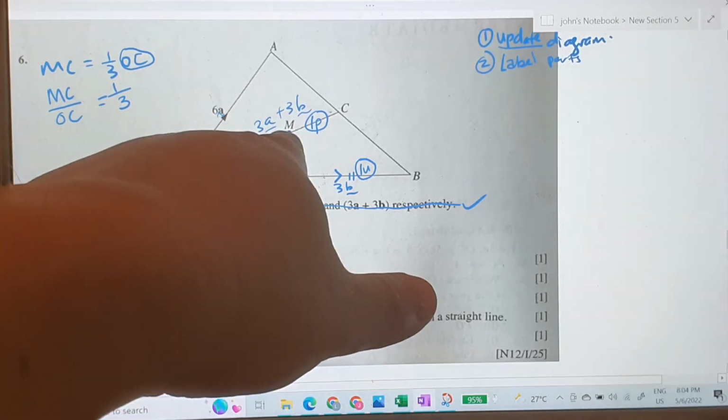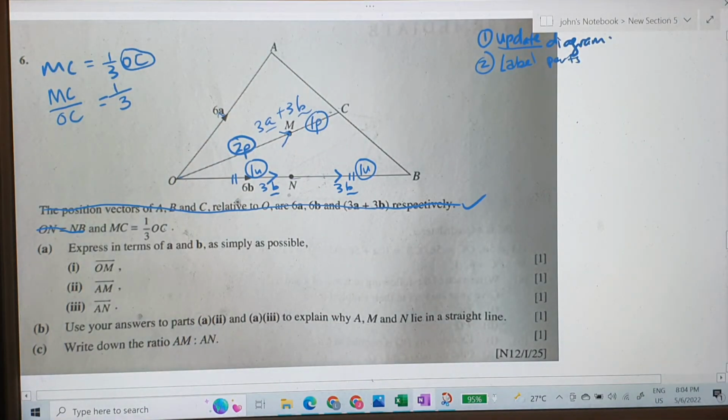You need to label all this. Otherwise, when it comes to more difficult questions, you won't be able to solve the whole question and get full marks. So that's how you should rewrite this part so that you can get the ratio more easily and you won't make any mistake here. Now we are ready to start solving the question. OM. How to go from O to M? That's the part that we need to do now. Can you see that OM? Let me write here.